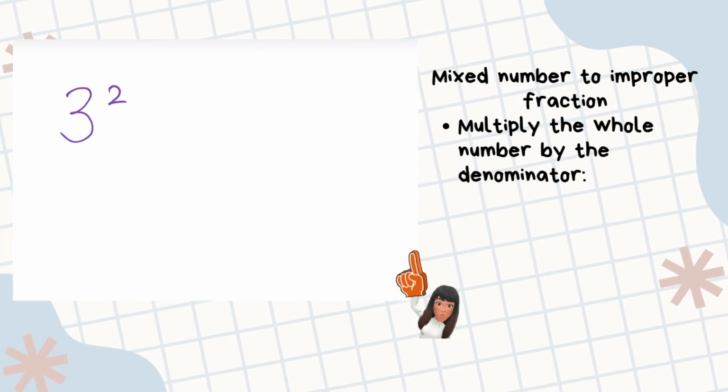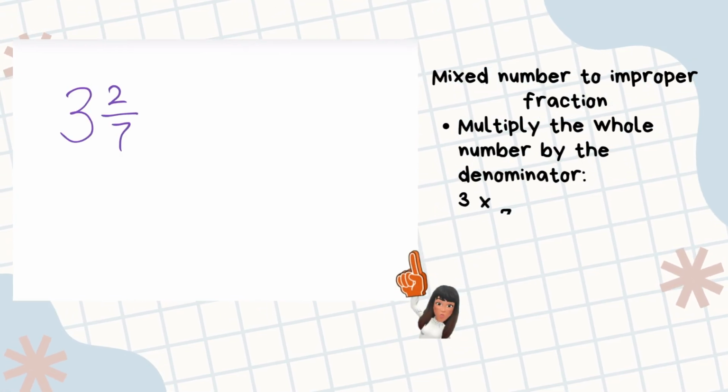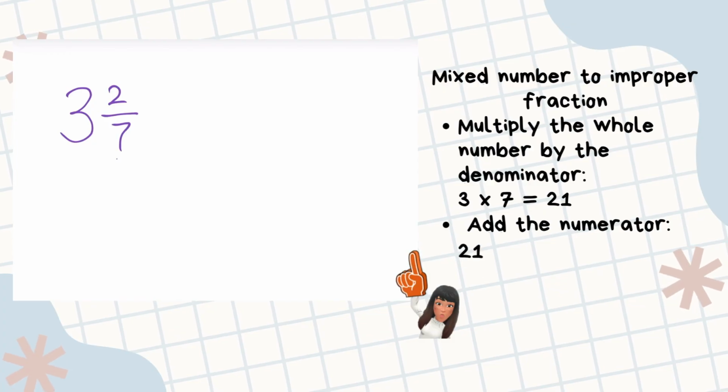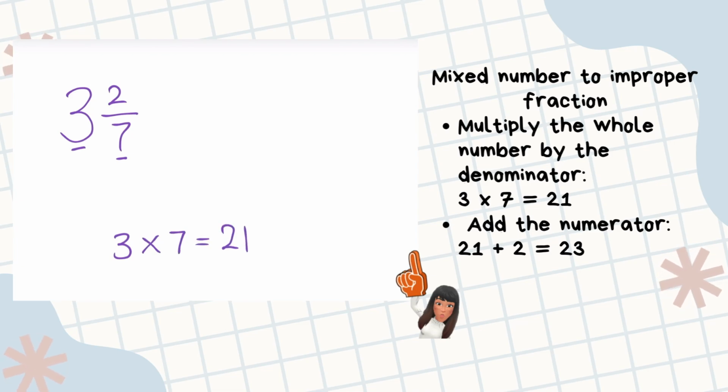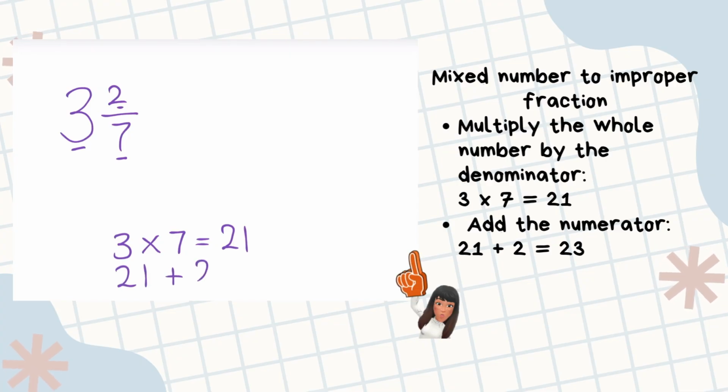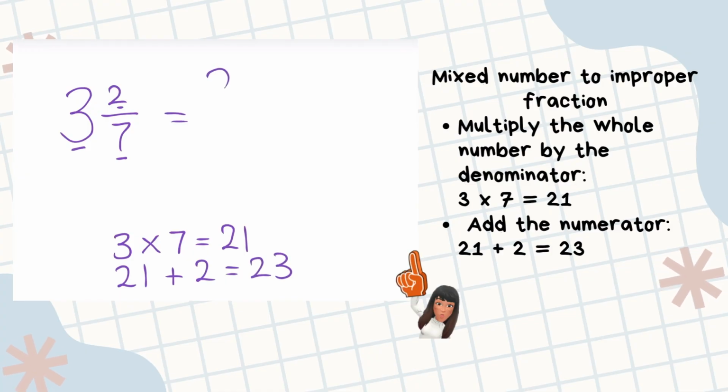When converting a mixed number to an improper fraction, you need to multiply the whole number by the denominator. 3 times 7. 3 times 7 is 21. I then need to look at my numerator. The numerator is what I add to the answer. So 21 add 2 equals 23. This is my new numerator and the denominator will stay the same.